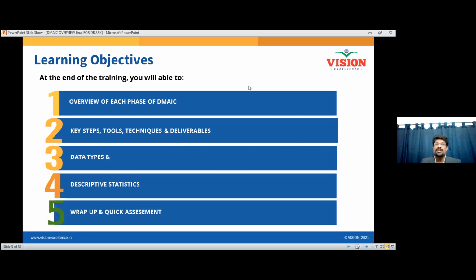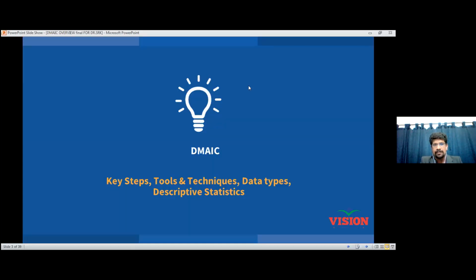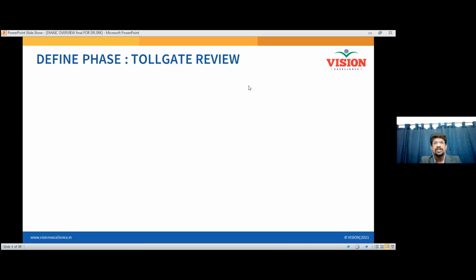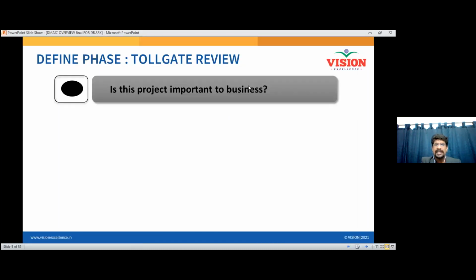Okay. So we have to deal with data. We should be aware of what kind of data we have to deal with and how to use the techniques for every data. Then the important thing is descriptive statistics. We are going to deal with descriptive statistics. We will see what that is. And finally, we will see some quick assessment about the DMAIC process also.